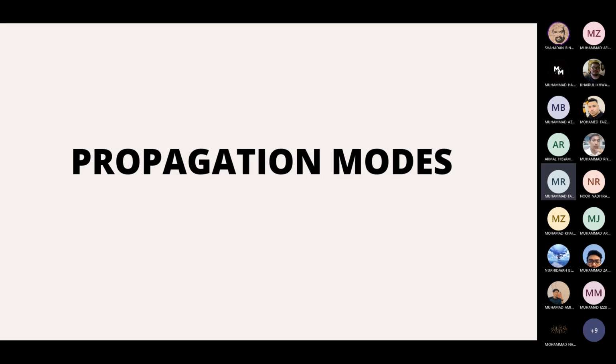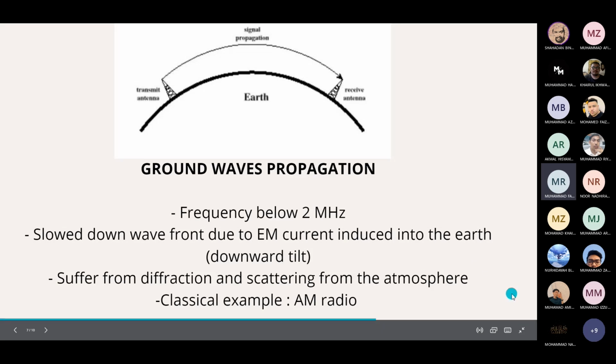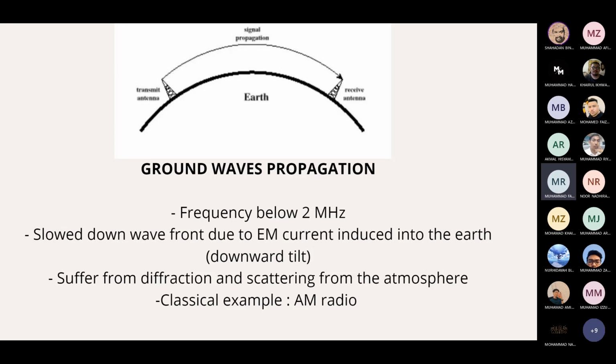Now I will discuss about propagation modes. The first propagation mode is ground wave propagations. It uses frequency below 2 MHz and it also slow down wavefront due to electromagnetic current induced to the earth. Ground wave propagation also suffer from diffractions and scattering from the atmosphere. The example of ground wave propagation is used on AM radio and FM radio.